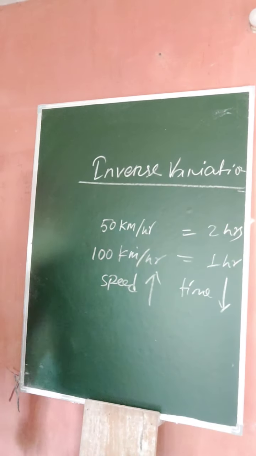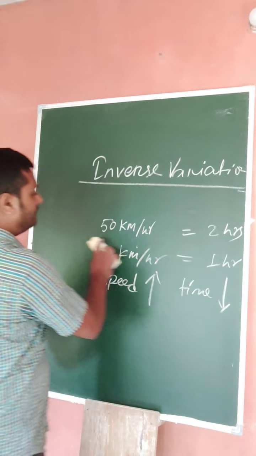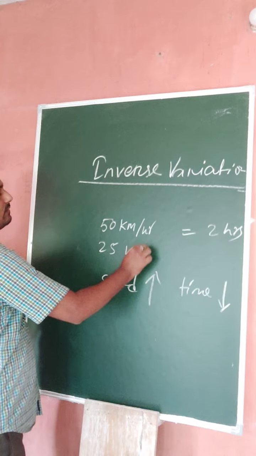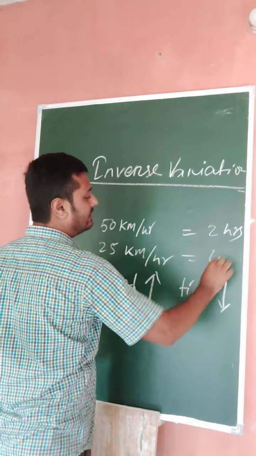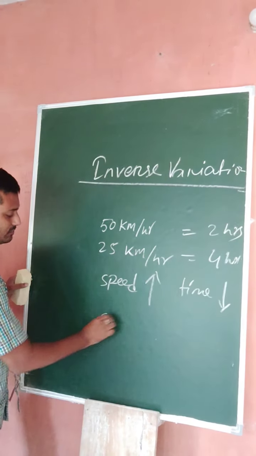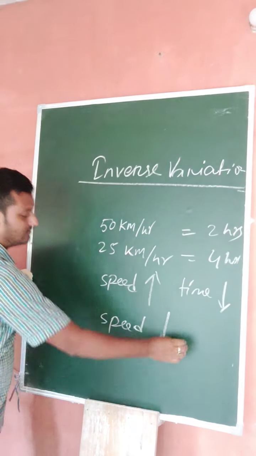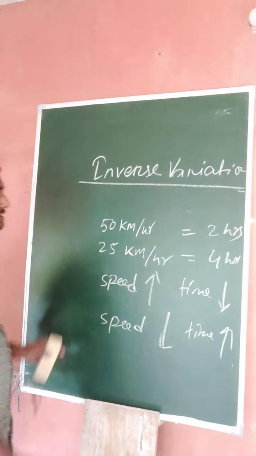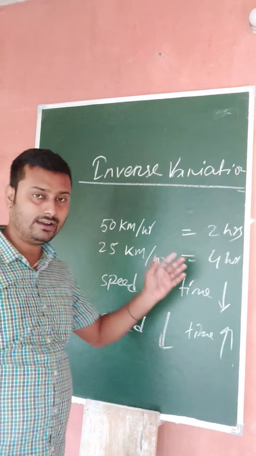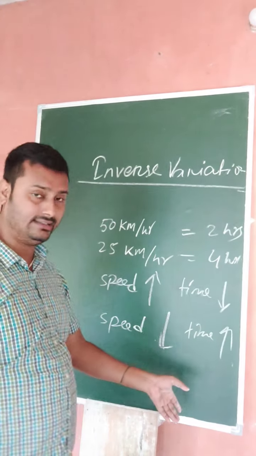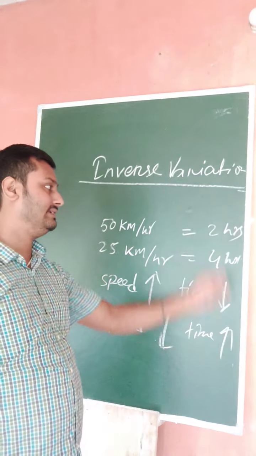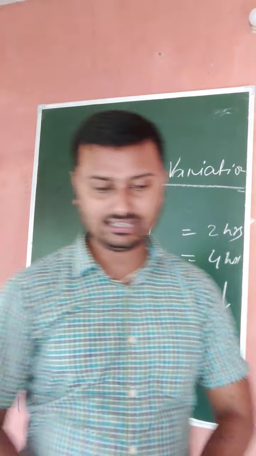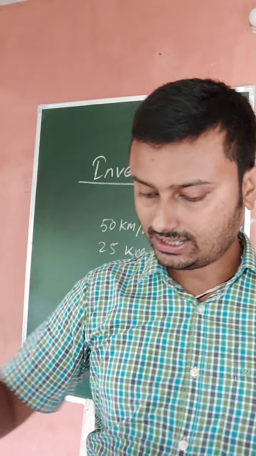Now 50 kilometer per hour, 2 hours. Suppose your speed is now 25 kilometer per hour. Then the time taken will be 4 hours. That means if speed decreases, then time increases. So whenever one increases, the other one decreases, and when one decreases, the other one increases. That type of variation is known as inverse variation. With the help of inverse and direct variation, we will solve the next questions.